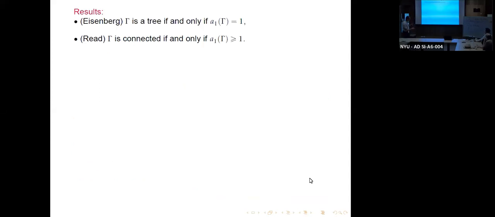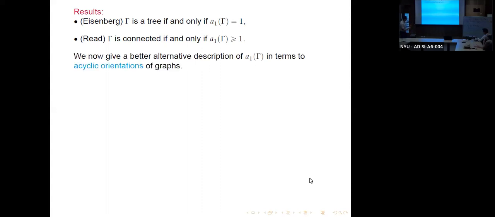I have to reinterpret it, but A1 is very important because if A1 is 1, then the graph is a tree. It's a beautiful theorem, an if and only if condition. If gamma is connected, A1 is at least 1. So A1 is important. So what is A1?